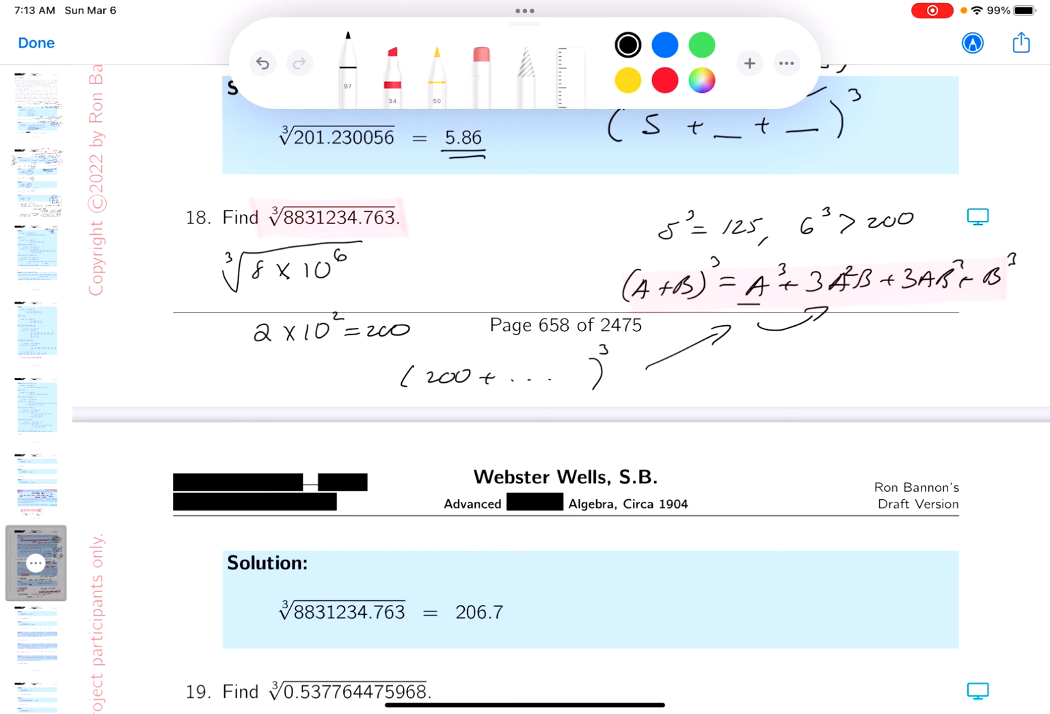And what would you get to? You'll eventually get to this over here, 200. There will be no tens. And then you'll get 6. And then you get 7 tenths. And when that's cubed, it would give you this number over here.